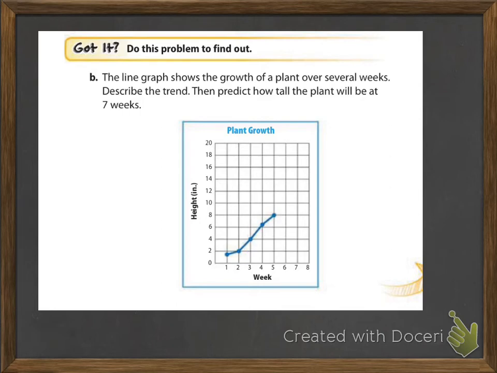Okay, so go ahead and pause your video now. I would like for you to go ahead and just give me one sentence to describe the trend and then predict how tall the plant will be at 7 weeks. So that means you need to extend your graph. So pause now.